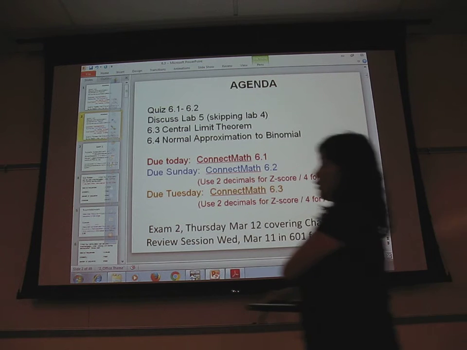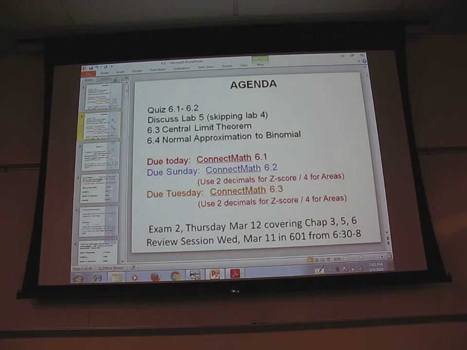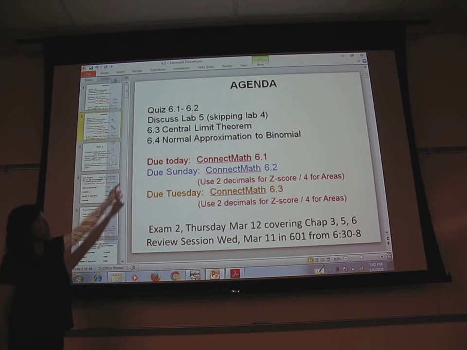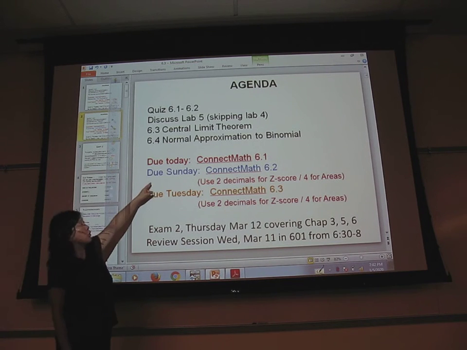All right, so today after that we're going to go through central limit theorem. We probably will not do normal approximation to the binomial. I'll go over that next class since it's not on your exam. The exam is only going to cover up through 6.3. Due today you have 6.1, Connect Math. Sunday, you have homework due, 6.2.